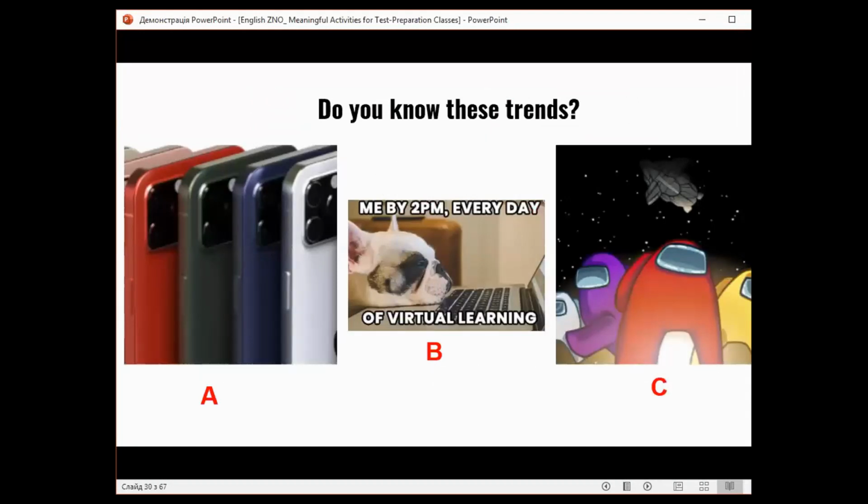These are all teenage trends for 2021. Can you guess what they represent? A, B, C? Any guesses? Can you write in the chat? A, I think, is pretty obvious. Different gadgets, good. So the new iPhone is supposed to come out in September, and I think many teenagers are following the news related to new phones very closely.